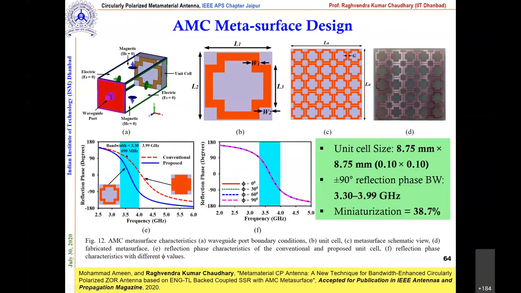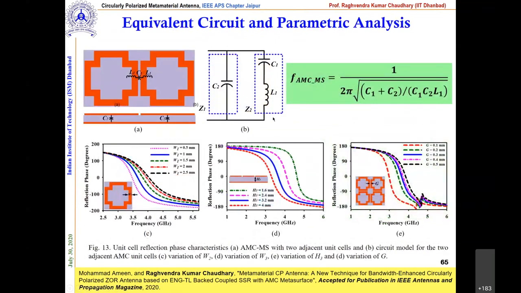That is 690 megahertz. Now we integrated, we also saw some of the different phases and found that it is okay. In between that, the phase shift is a gradual change we are getting. So this is quite acceptable and we can use it as an AMC reflector in our antenna. Finally, here you can see the miniaturization we got is 38.7, because this structure we took from one paper, this is a complementary of that structure.